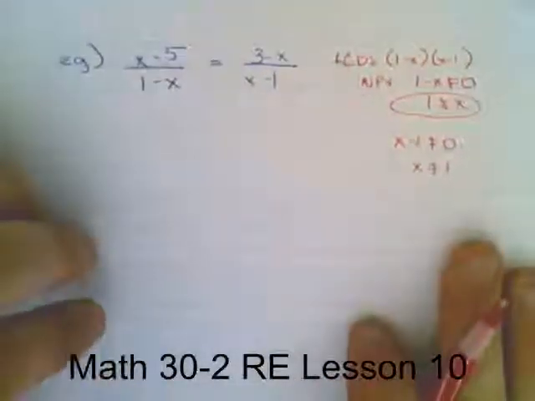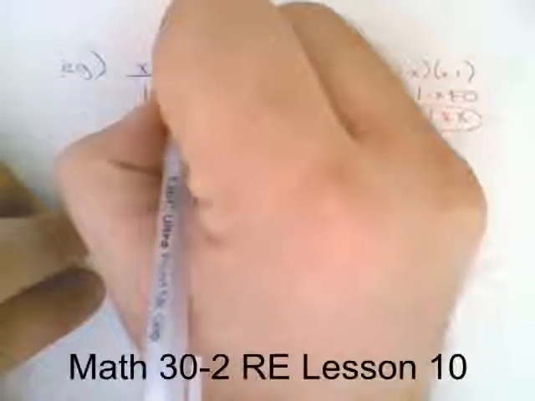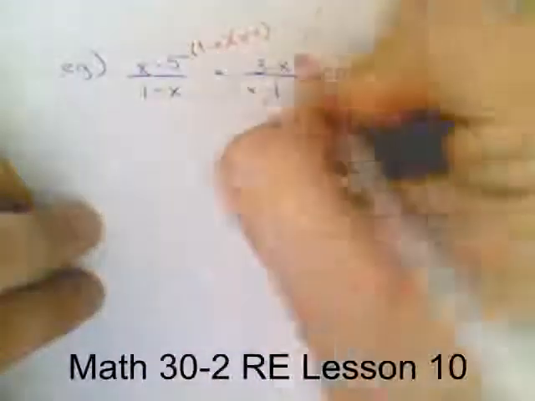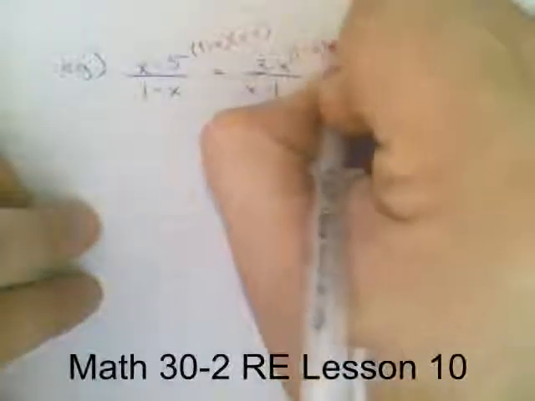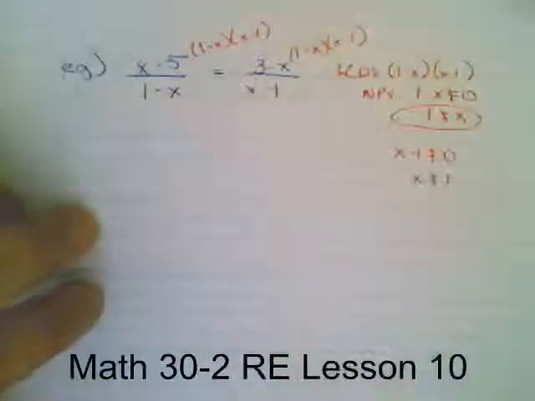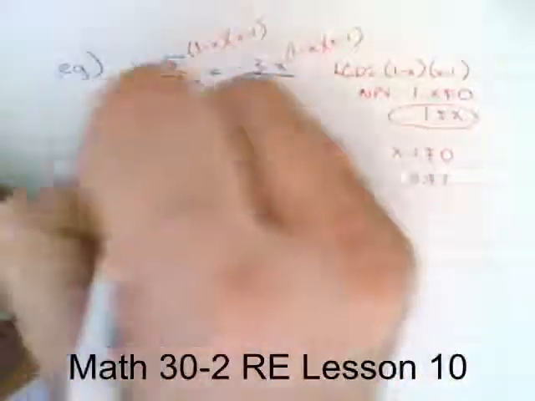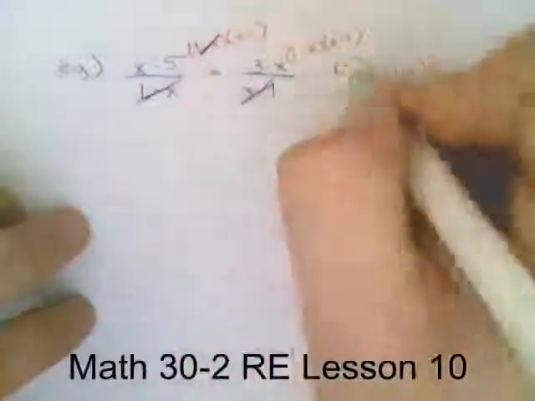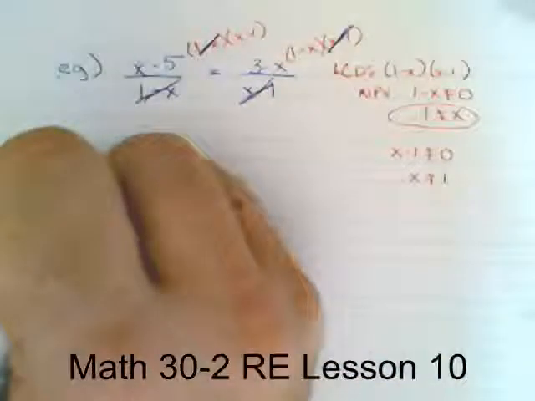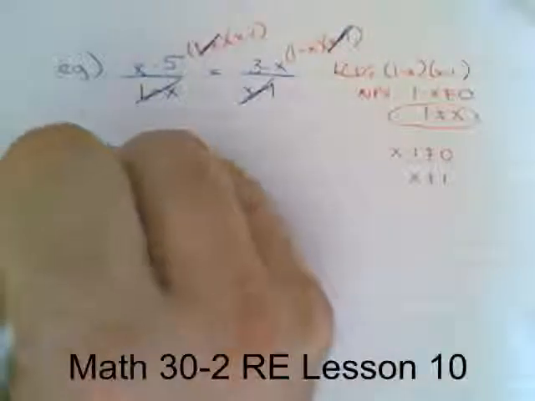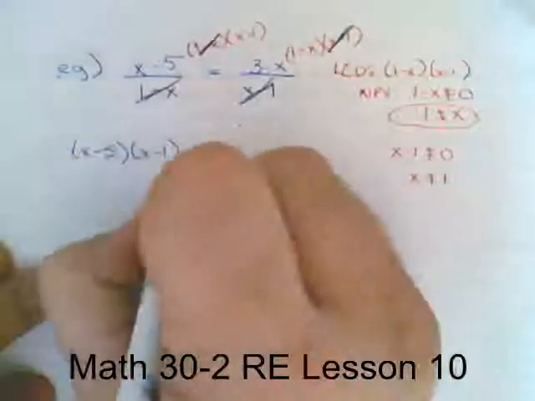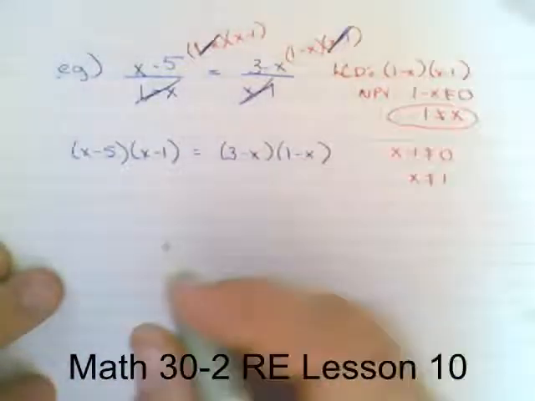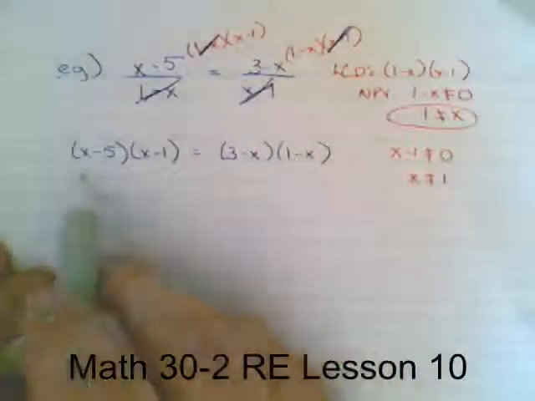Now what I do here is I multiply by my common denominator, so I have x minus 5 times 1 minus x and x minus 1. Even if you don't notice that, 1 minus x and x minus 1, these are all said and done. Here the 1 minus x's cancel. I don't usually rewrite, I just cross out here. And here the x minus 1's cancel. So what I'm left with is the x minus 5 times the x minus 1 equaling the 3 minus x times the 1 minus x. So I'm going to multiply these out.